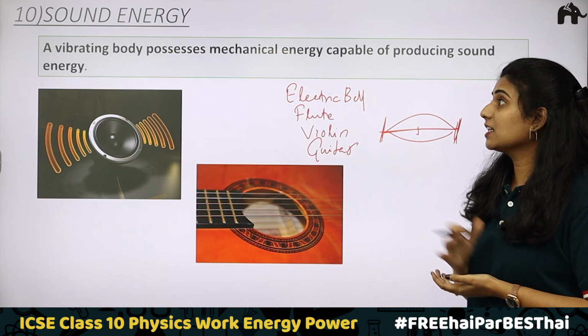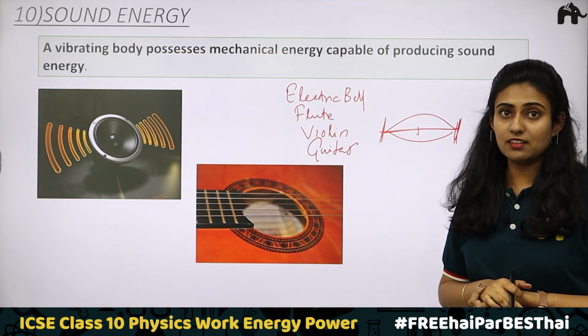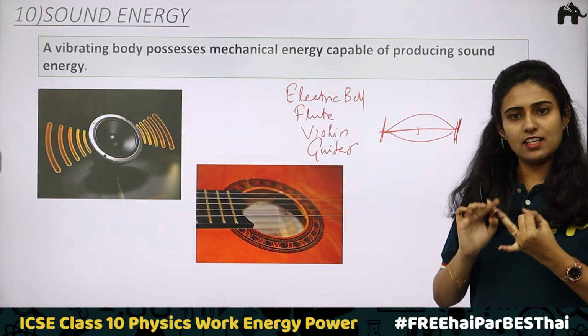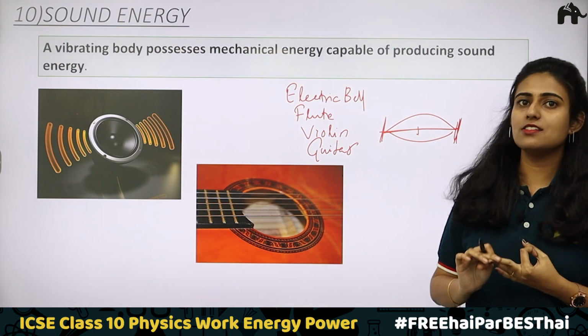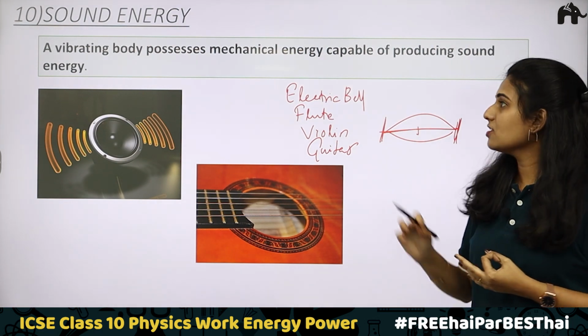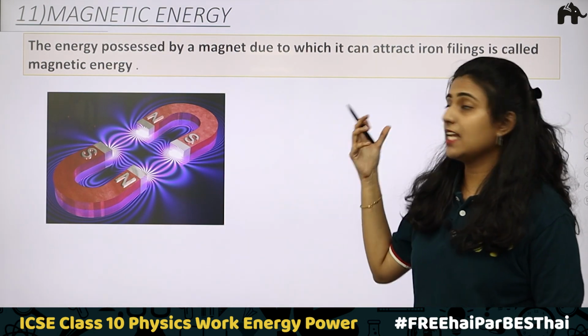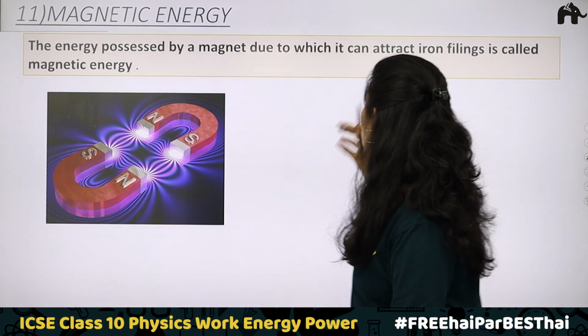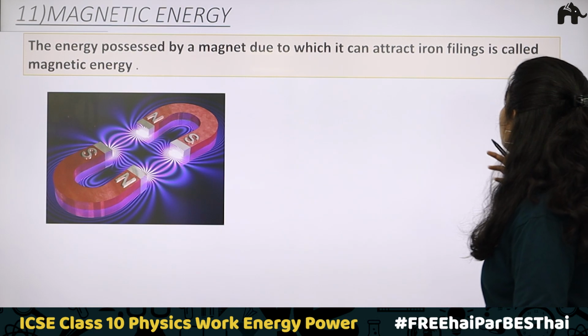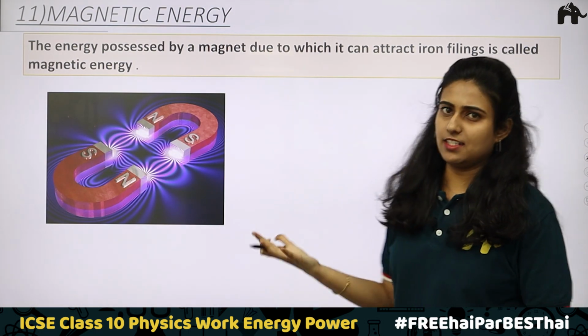When you burn a cracker, what is happening? Light energy is there, heat energy is there, plus sound energy is also there. So this is about sound energy. Next one is magnetic energy. The energy possessed by a magnet due to which it can attract iron filings is called magnetic energy.